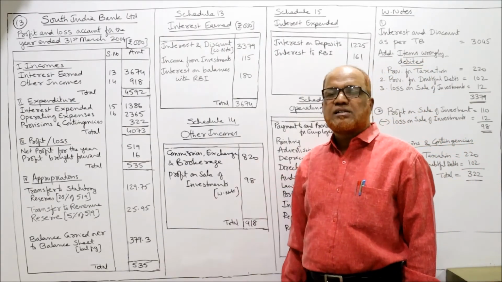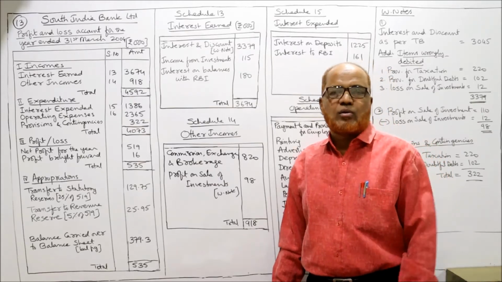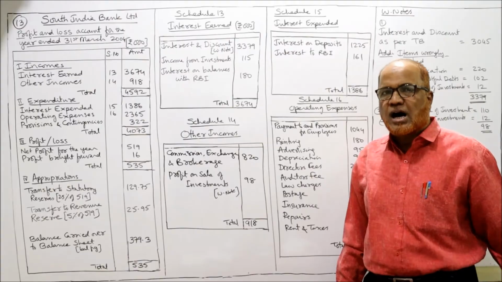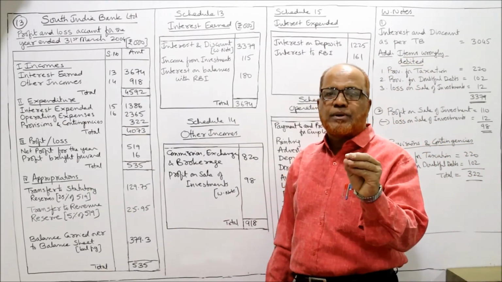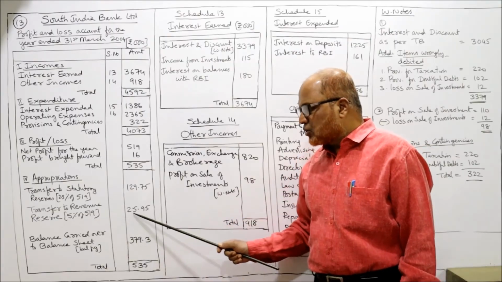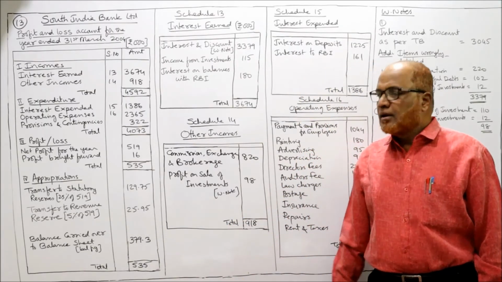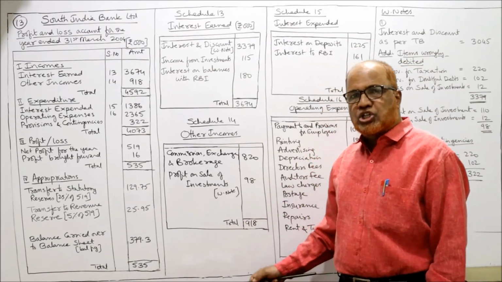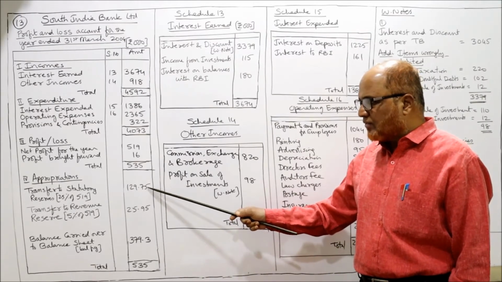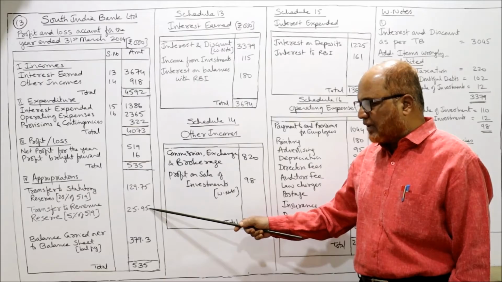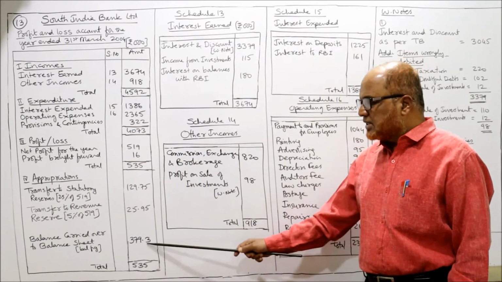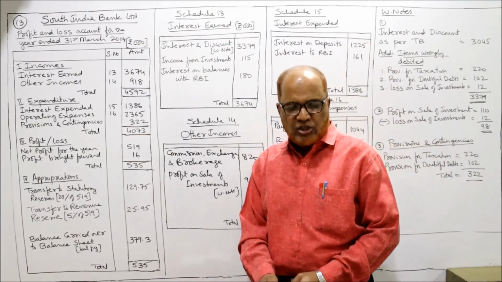Now 5% it is asking you to transfer to revenue reserve. In every problem it is not there. Particularly in this problem it is asking you to transfer 5% of net profit to revenue reserve. So 5% of 519, 25.95. Now balance carried over to balance sheet. From the total 535 minus 129.75 minus 25.95. So remaining is 379.3. This is the balance carried over to balance sheet.